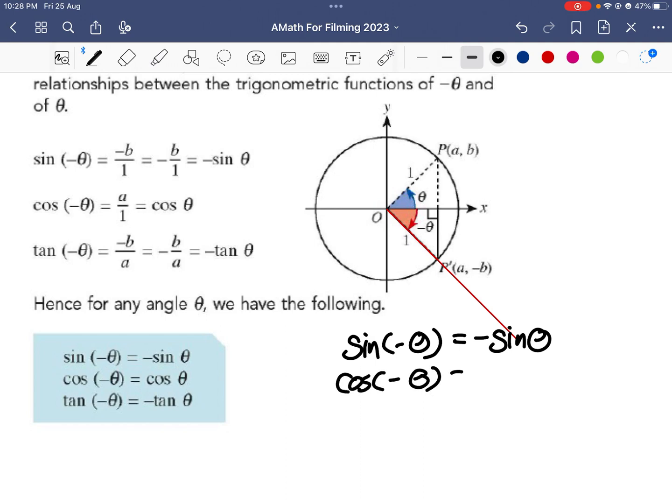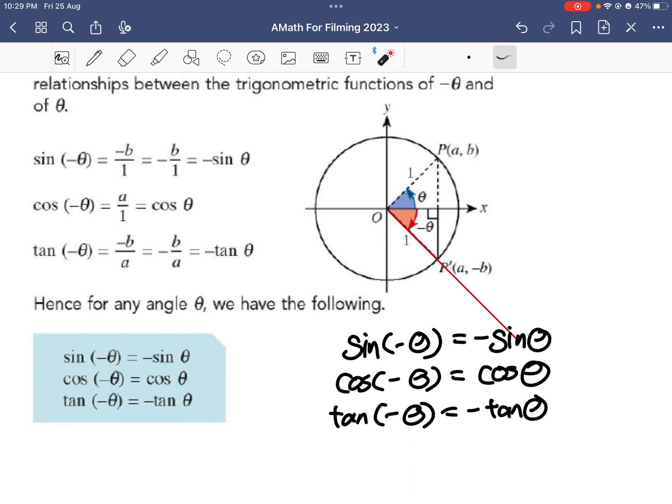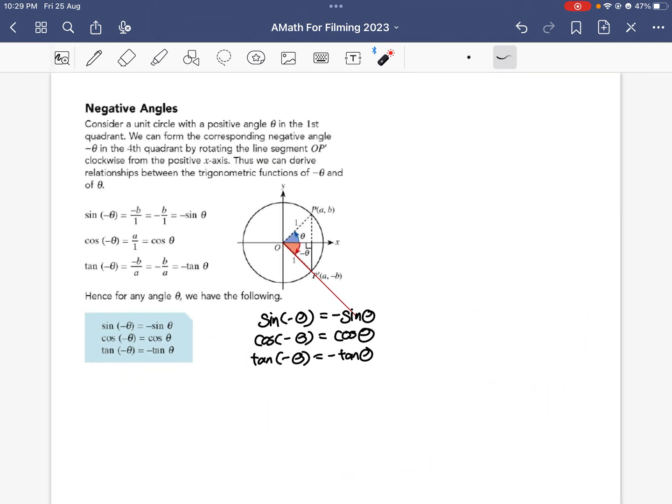Similarly, cosine of negative theta, in the fourth quadrant itself, because I went clockwise. ASTC again, cosine is positive, hence here I know that my cosine ratio is positive. Similarly, tangent of negative theta in the fourth quadrant, is tangent positive or negative? Tangent is negative, hence I get negative of tangent theta. So you can just use a bit of thinking to remember these three identities.